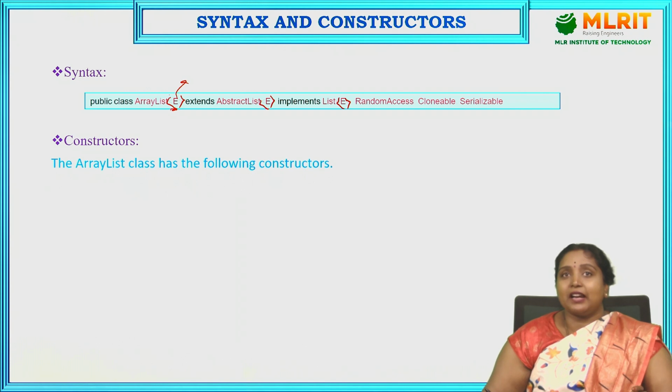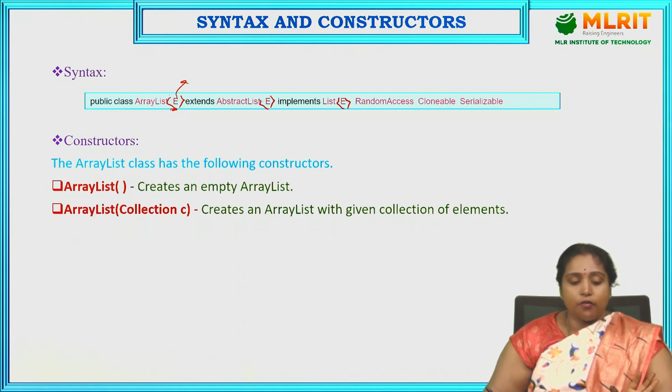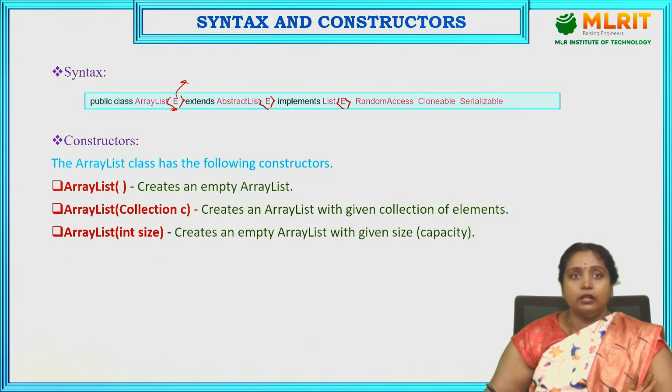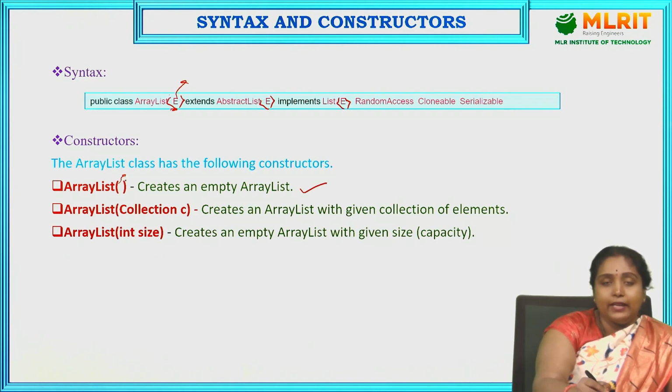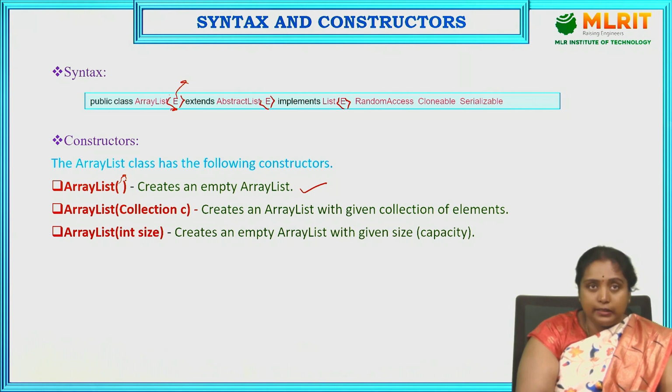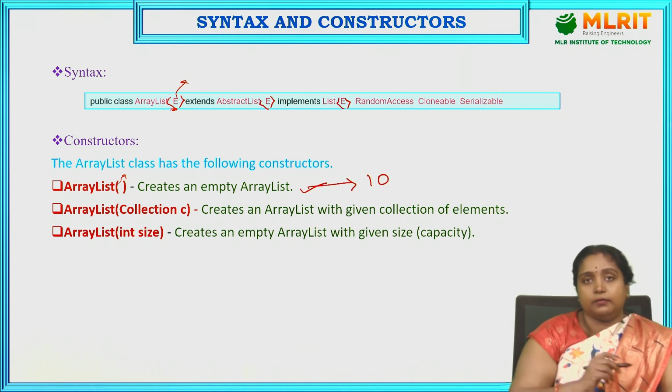Coming to the constructors of ArrayList, there are three constructors you can have. The first one is the single ArrayList constructor which doesn't have any parameter inside. It will create an empty ArrayList with the default size of 10.